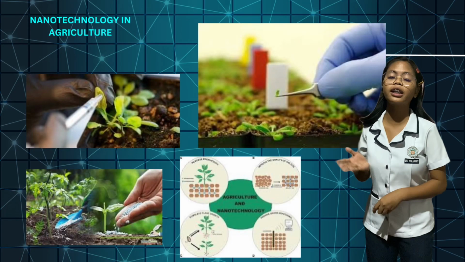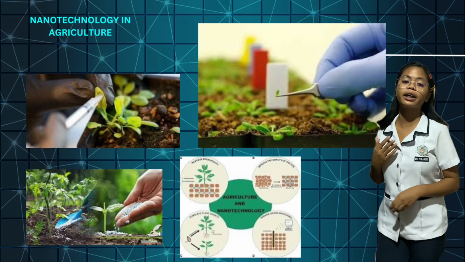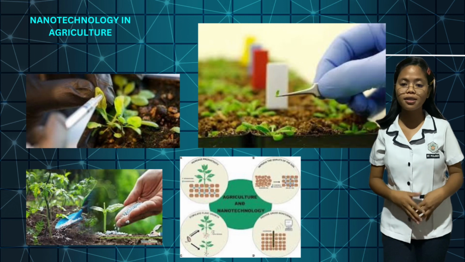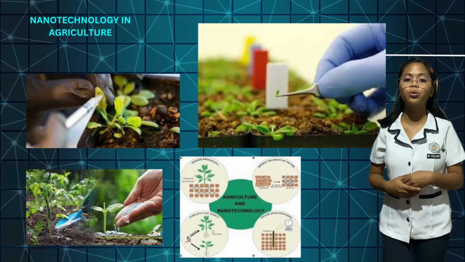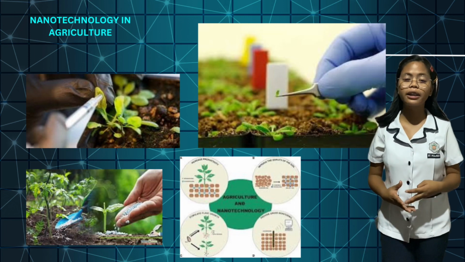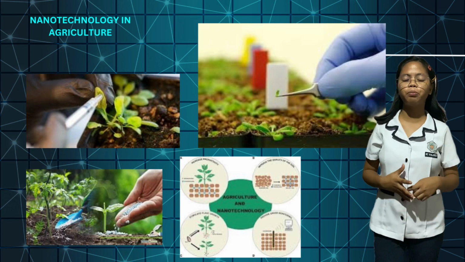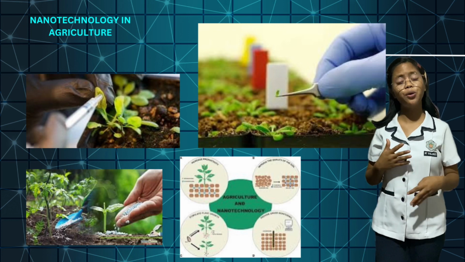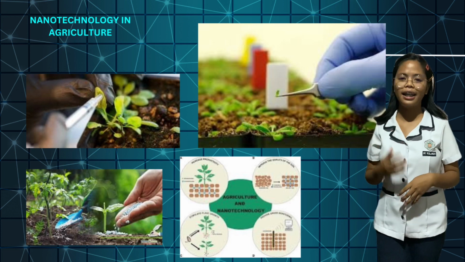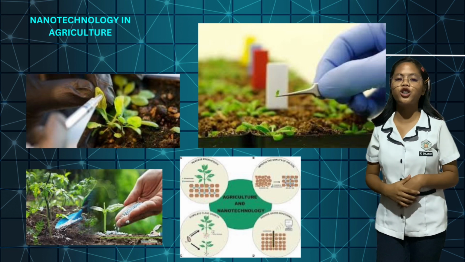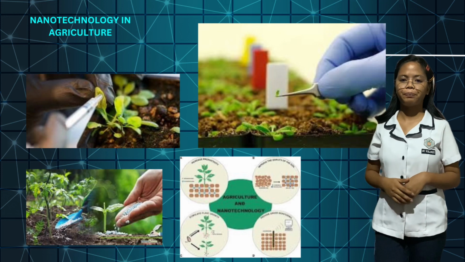In the field of agriculture naman, gumagamit sila ng mga nanoparticles na merong genes, herbicides na nakakatulong for fertilizer, and then para makatulong sa na maiwasan ang environmental pollutions para mas healthy yung plants, mas healthy yung land. That is nanotechnology in agriculture.